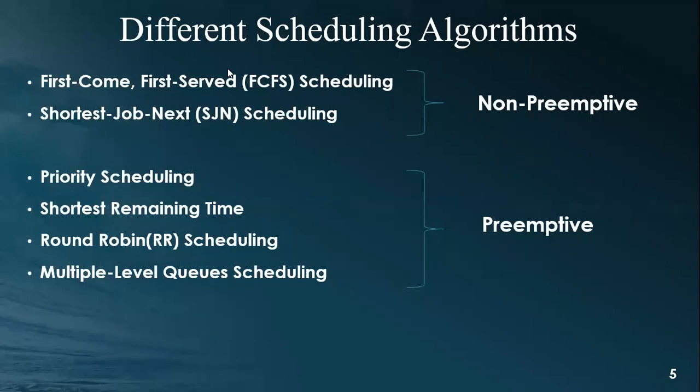Now, the different scheduling algorithms. The non-preemptive ones, where the CPU will not be taken back, are first come first serve and shortest job next. In the preemptive case, the CPU is allocated for a certain amount of time and can be taken back. We have priority scheduling, shortest remaining time, and round robin.